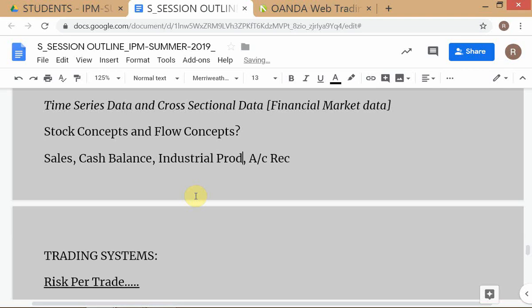Okay, some are stock and some are flows. Yes, stock concept, flow concept. Yes, Karvit. Sir, industrial production is a flow concept. Why? Sir, because production will not be at a particular time. It will be between a time span. Okay, fine. Your language needs improvement, but I understand what you're saying.